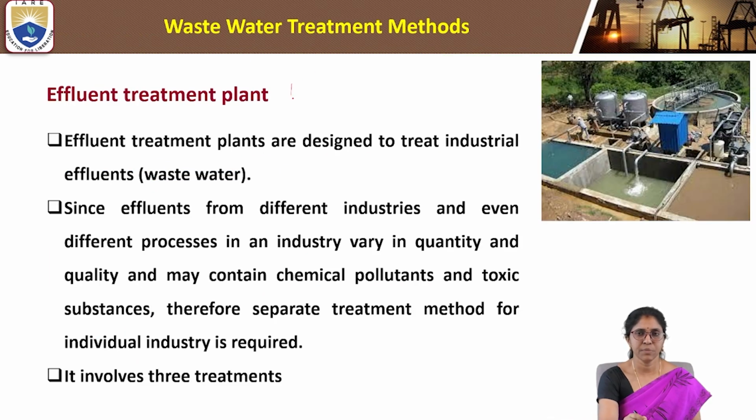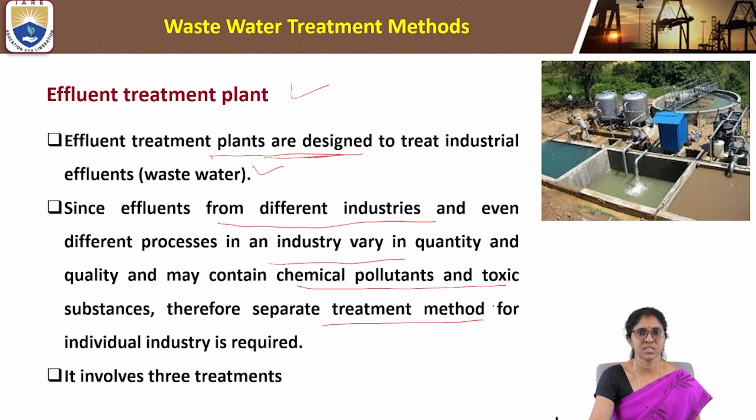Now, the effluent treatment plant, that is the wastewater treatment plant. Effluent treatment plants are designed to treat industrial effluents, that is industrial wastewater. So each industry has an effluent water treatment plant. Since effluents from different industries, and even different processes in an industry, can vary in quantity and quality, and may contain chemical pollutants and toxic substances, a separate treatment method for each individual industry is required.